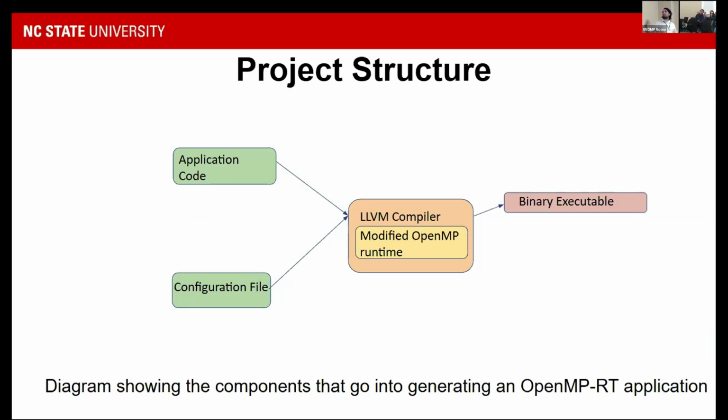So this is just a short explanation of what I said previously about the configuration file. We have the application code and the configuration file passed into, in our case, the LLVM compiler. This is the one we actually used. That contains a modified OpenMP runtime and some modifications to Clang to support the new pragmas. And then we get the binary executable back out that has the automatically generated code as well as references to the runtime.